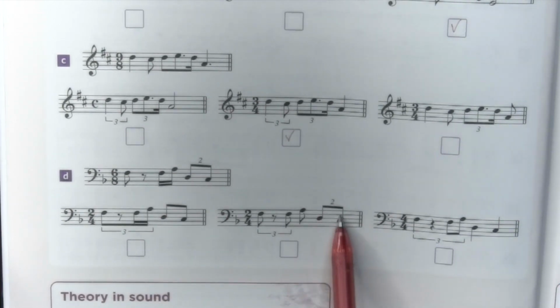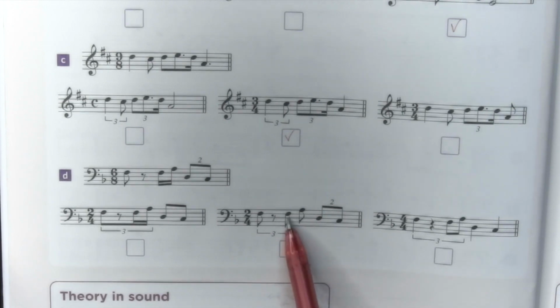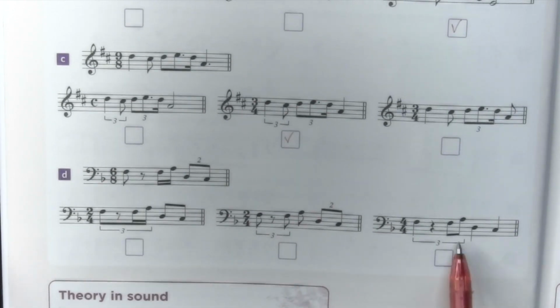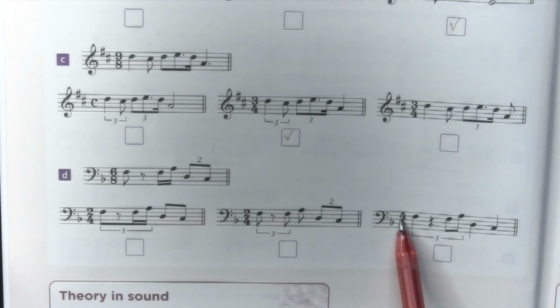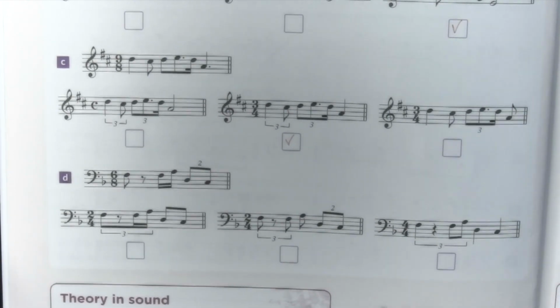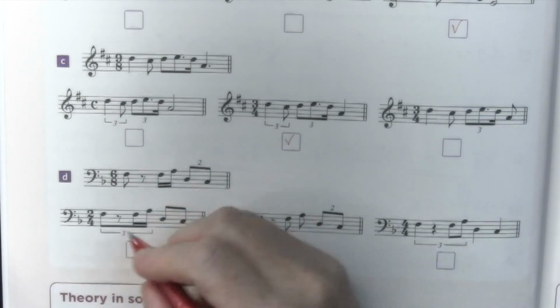Here, the duplet is not correct. And also, they changed the values, and we can't change the value. So this is not in 2, but it's in 4. And this should have been 2 halves. Never mind. This is our correct answer.